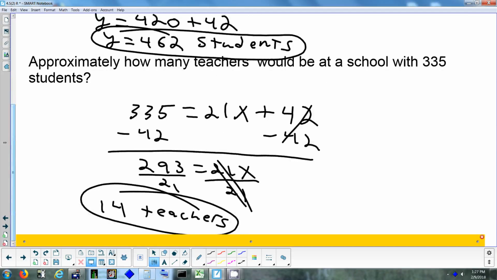Okay, so guys, I need your attention up here. Any questions on how to use a formula to make a prediction? All you have to do is plug a number in, but you have to figure out if you should plug it in for X or Y.